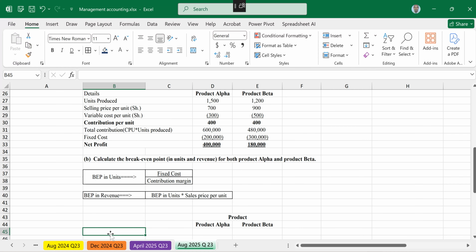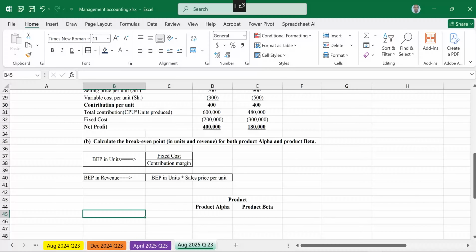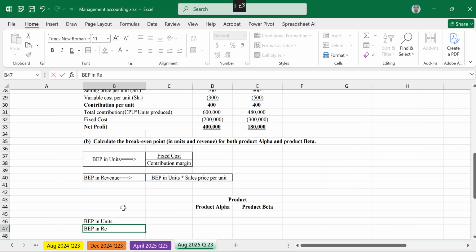Then start with the BEP in units. Then this will be BEP in revenue.